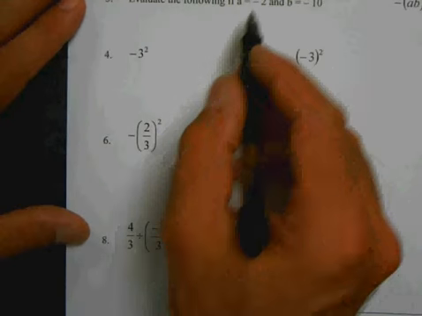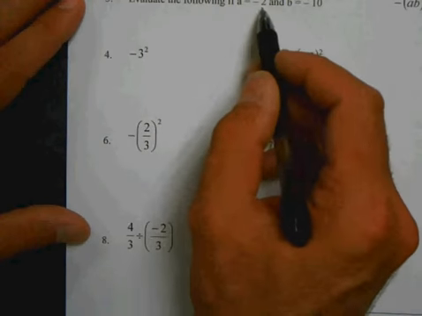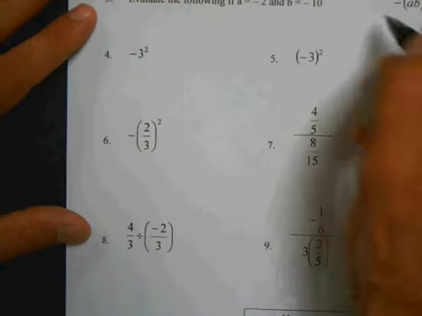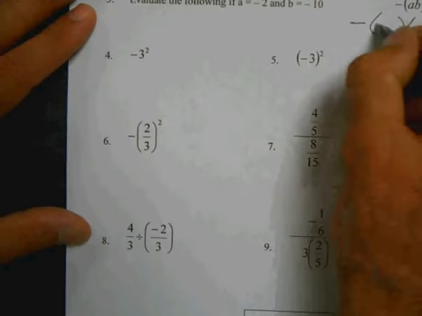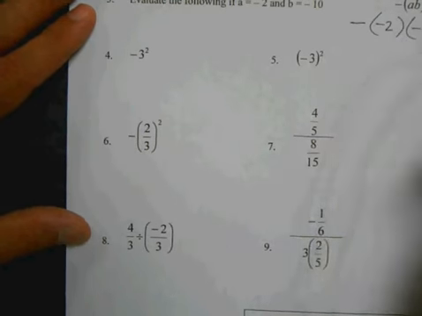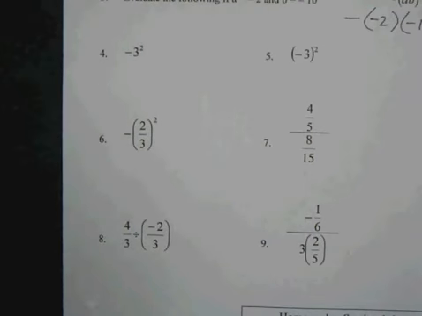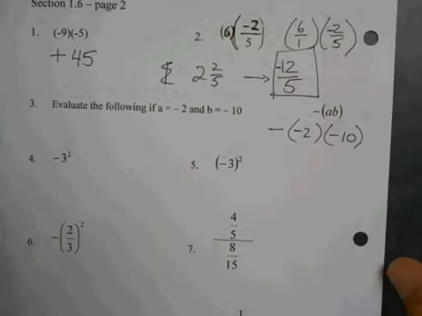All right, moving down. It says evaluate the following if A equals negative 2 and B equals negative 10. So here we go. We're going to go parentheses, negative 2 and negative 10. This brings up the second major point. How many negatives do we have total? Sorry, it's off the screen. How many negatives do we have total? 3. We have 3.